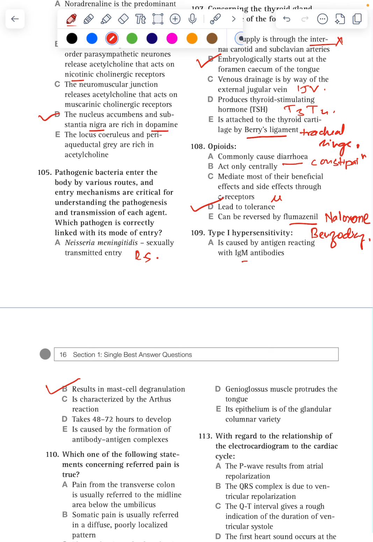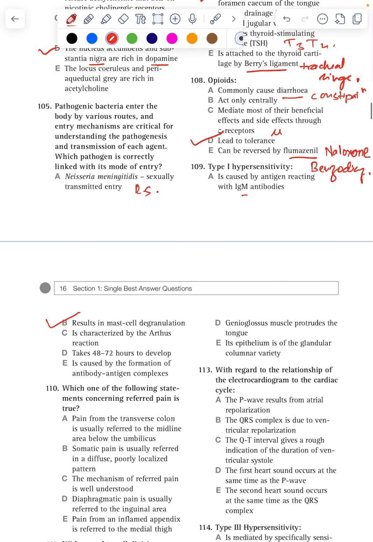Type 1 is mast cell mediated, IgE bound. This is anaphylaxis. Type 2 is antibody mediated, cytotoxic antibodies. Type 3 is because of immune complexes, for example SLE. Type 4 is delayed type, and type 5 is again due to formation of autoantibodies, autoimmune, like Graves' disease.